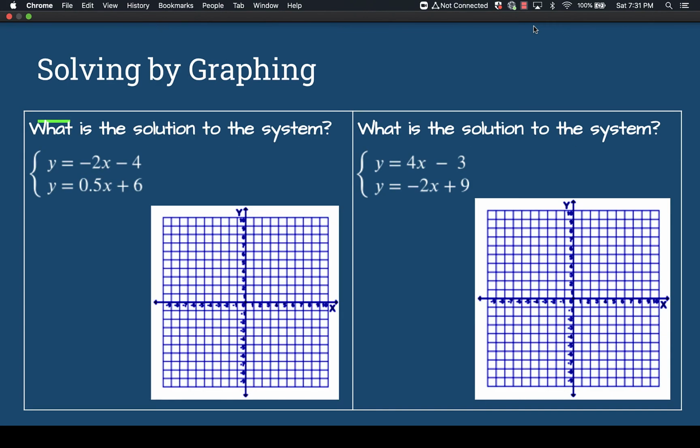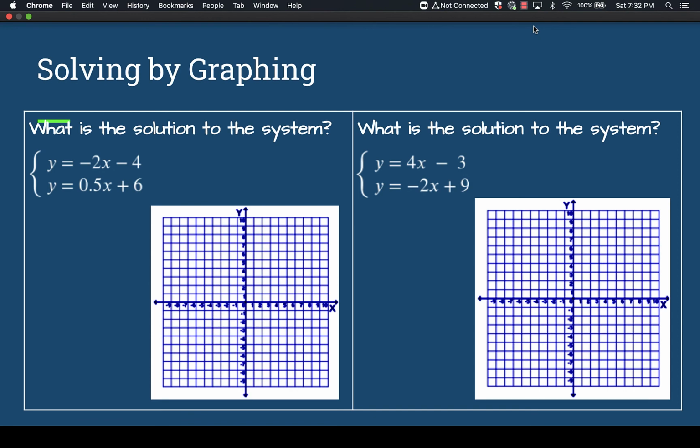If we need to solve by graphing, and you're not just trying to get the solution after it's already graphed, then what you need to do is graph both lines. If you can't remember how to graph both lines, go back and look at the Topic 2-3 video, Lesson 8, and review the process on how to graph these lines.